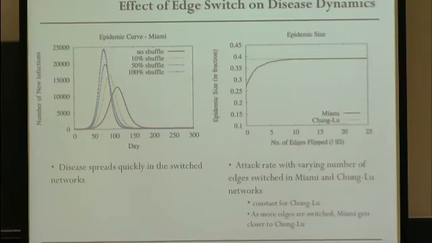This might actually do the trick. The right graph is a graph in which you look at the outbreak size. It's called the epidemic size in a network, as a function of the number of edges that are switched or changed. In this particular case, you preserve the degree distribution.